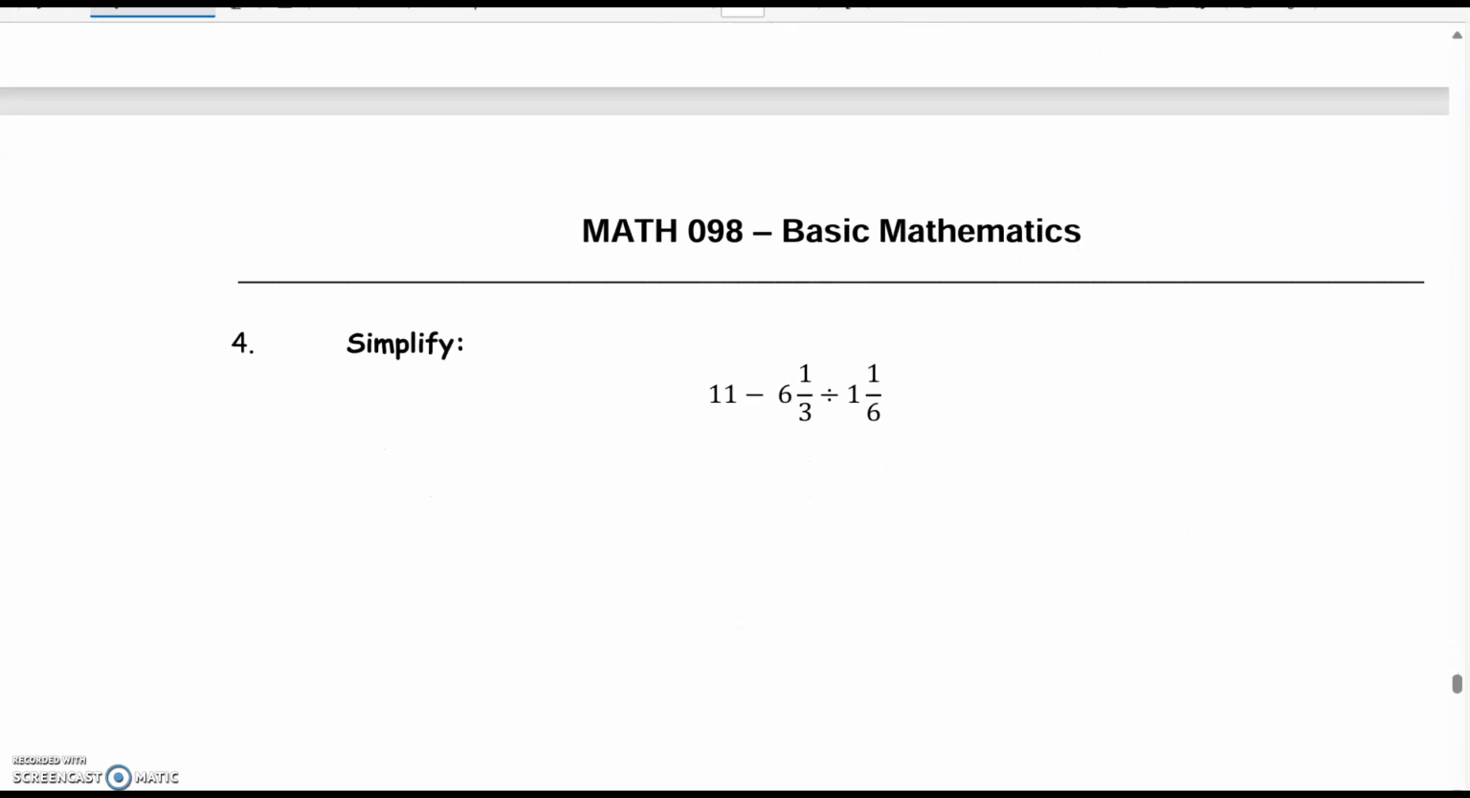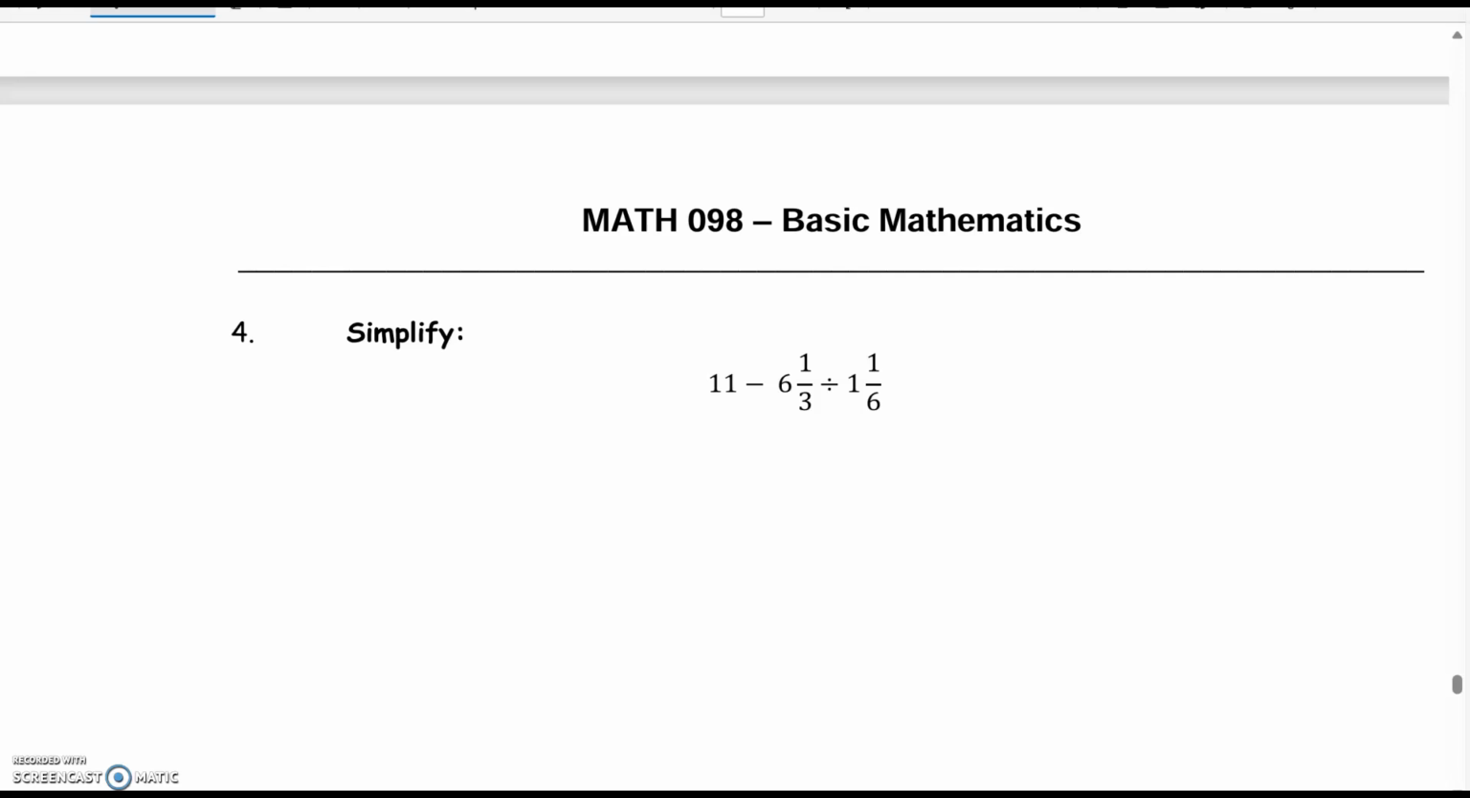Here again, we have a similar situation. We have division, which we're going to do first in PEMDAS. So I'm going to go 11 minus, remember, if you have mixed numbers, you have division and multiplication. If you want to multiply or divide, you have to change it to improper fractions.